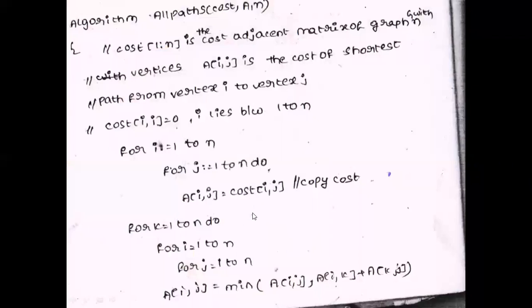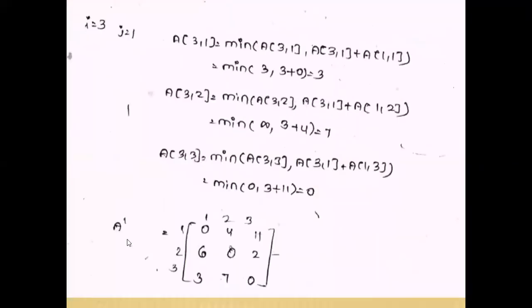By using A power 0, we are calculating A power 1. A power 1 means the shortest path goes through intermediate vertex 1. The difference from the previous matrix is that instead of infinity, we now get 7. We are finding the shortest path from 3 to 2 through intermediate vertex 1.